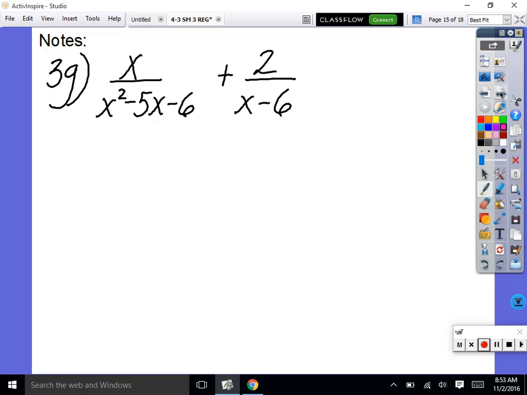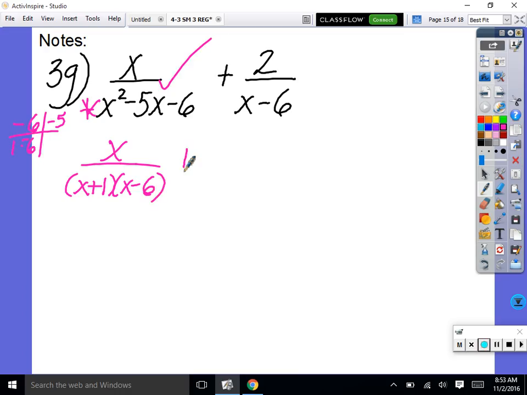So we're going to rewrite it. x over, factor that. Well, what multiplies to be negative 6 and adds up to be negative 5? 1 times 6, negative 6, right? So we can quick factor it to be x plus 1 and x minus 6. We rewrote this piece, and then we have plus 2 over x minus 6.